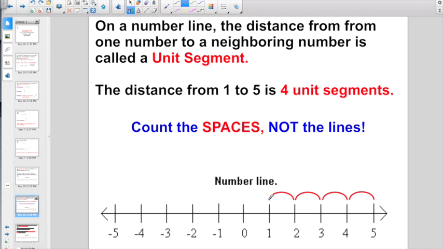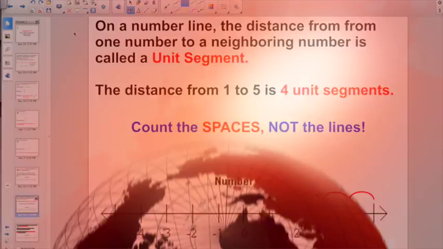So if they want to know how many unit segments from 1 to 5, you have 1 set of space, 2 sets of space, 3 sets of space, 4 sets of space. You count the spaces, not the lines, because sometimes kids will go 1, 2, 3, 4, 5. That's counting the tick marks, not the unit segments.